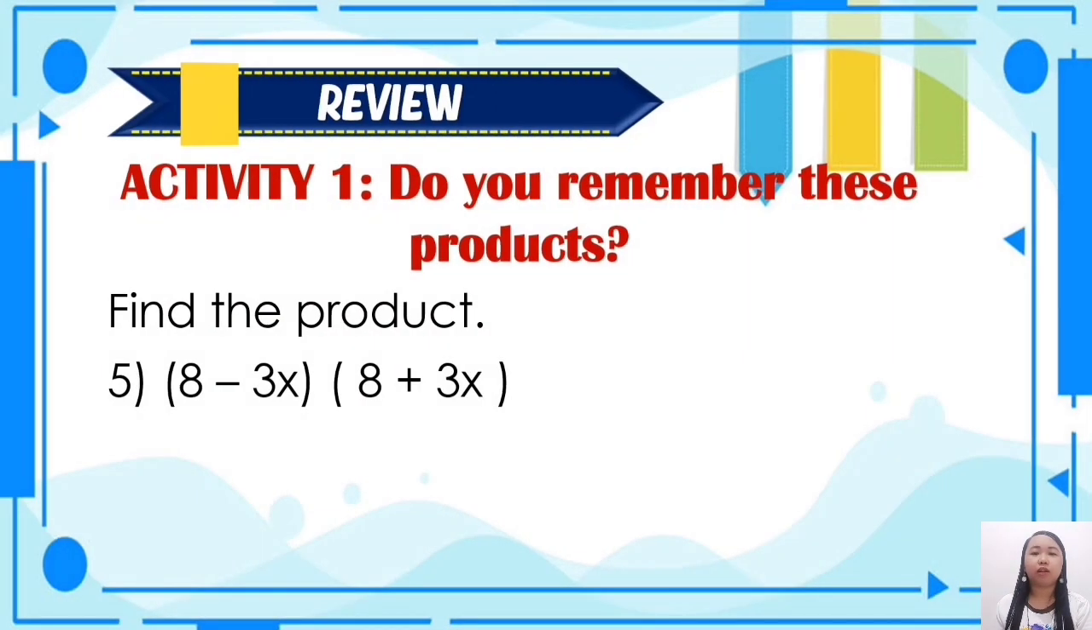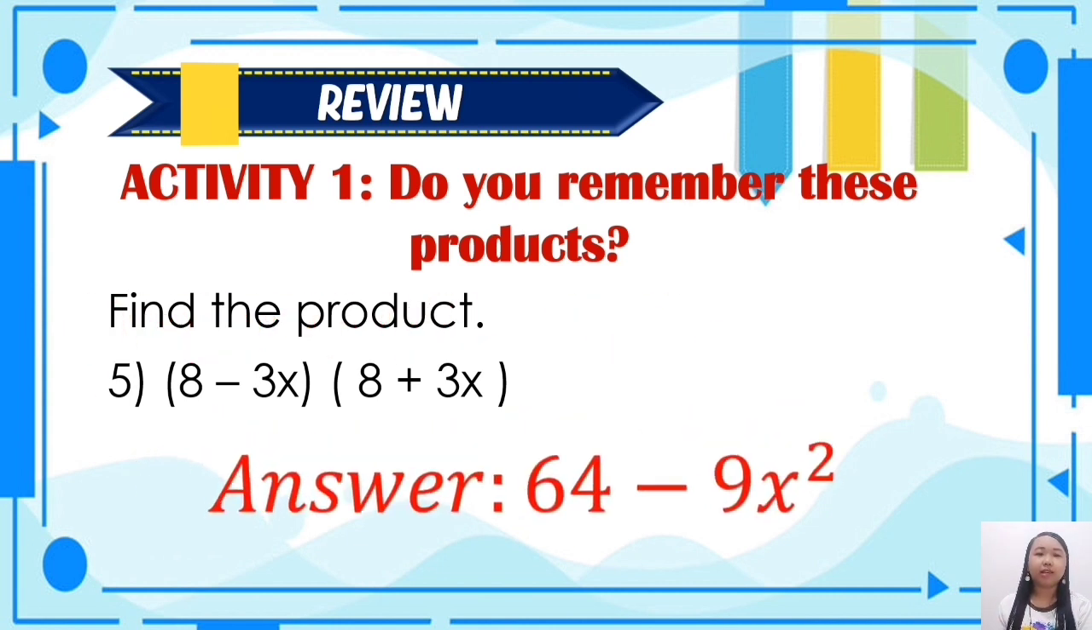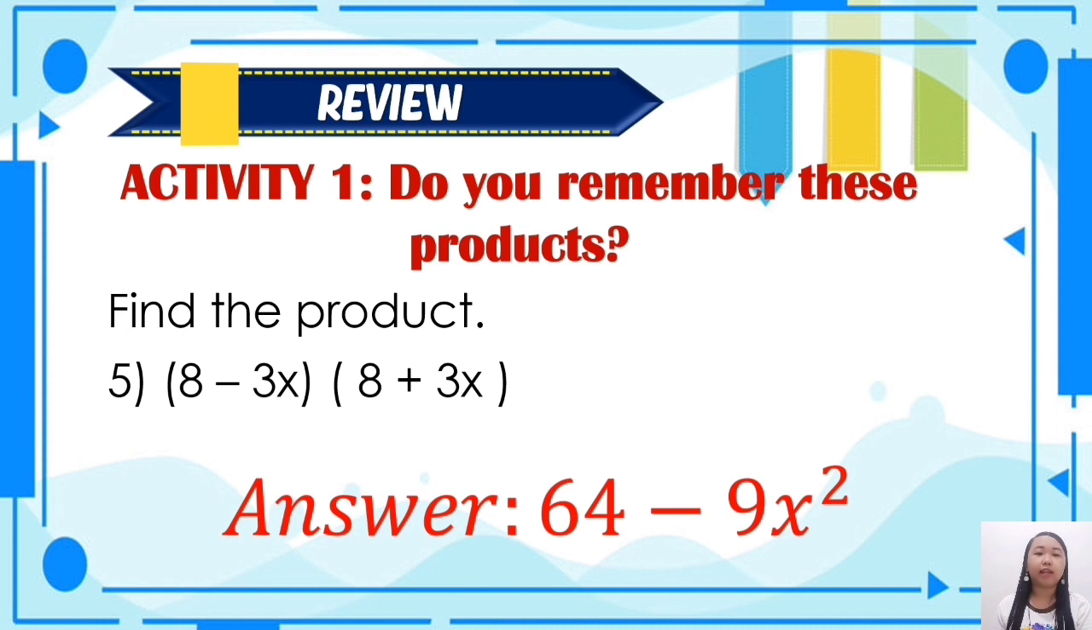And last number, the quantity of 8 minus 3x times the quantity of 8 plus 3x. This is the sum and difference of a binomial. The answer is 64 minus 9x squared. So the shortcut for this is multiply the first terms, 8 times 8, 64, and multiply the last terms. Negative 3x times positive 3x is negative 9x squared.